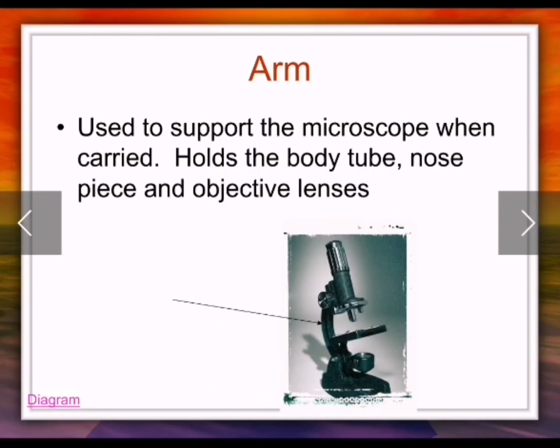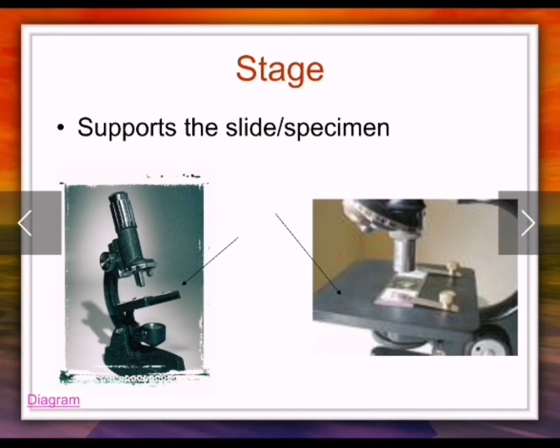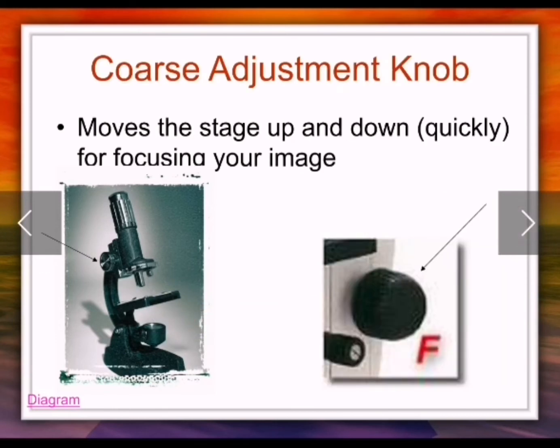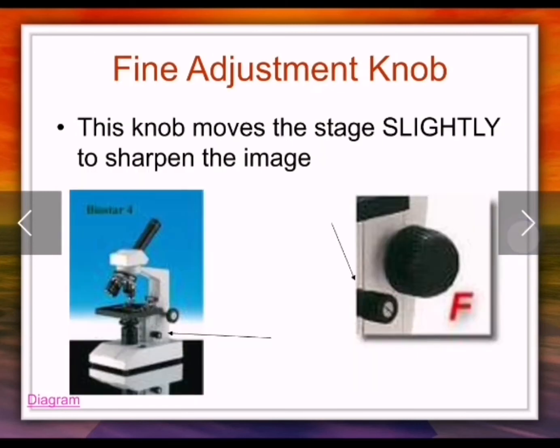Arm. Used to support the microscope when carried. This piece. We hold the microscope from this part. It holds the body tube, nose piece, and objective lenses. Stage. It supports the slide and specimen. Here is the stage. We discussed it before. Coarse adjustment knob. It moves the stage up and down. This part is not found in modern microscopes for focusing your image.